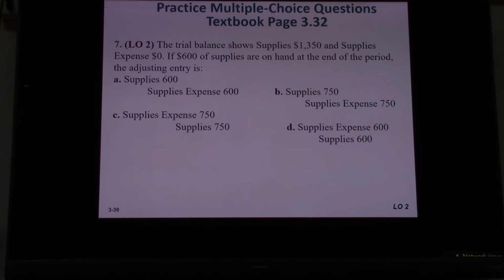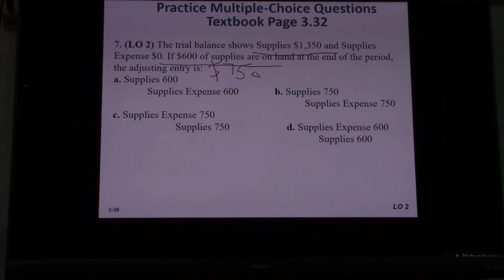And as we have stated before, the rule says that in this case, you should debit or increase expense and you should decrease or credit an asset. But first we have to determine the amount of supplies used, which should be recognized as supplies expense. And we have stated before that supplies expense or supplies used is the difference between supplies, which is $1,350, minus supplies on hand, which is $600, which is $750.